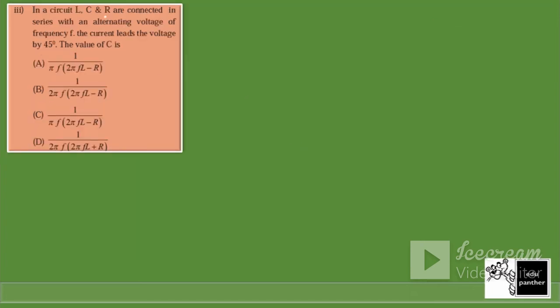Now the third one is: in an LCR circuit connected in series with an alternating voltage of frequency F, current leads the voltage by 45 degree. So this is 45 degree. Current is leading and EMF is lagging, so it means that this is a capacitive circuit. It will behave like a capacitive circuit because the effect of the capacitor will be more.